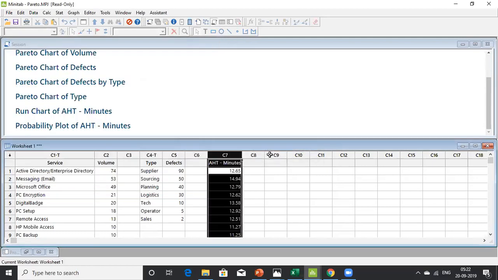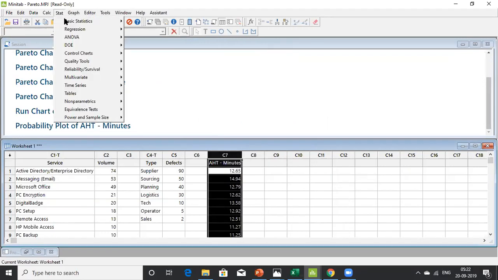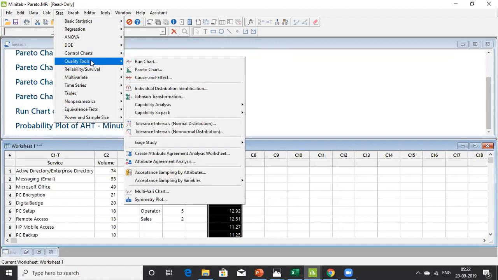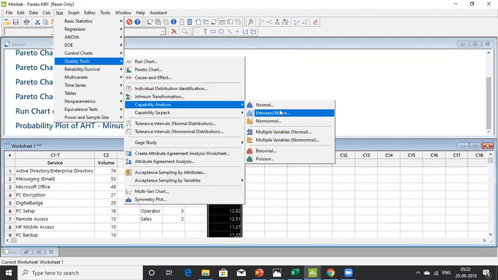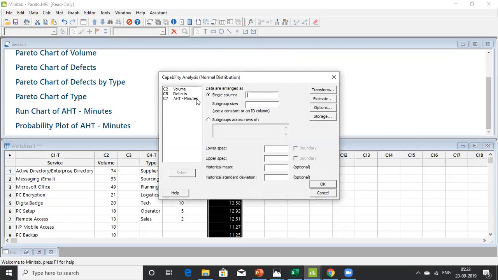Okay, so now I can go ahead and do the test for normal distribution. Capability Analysis, I check Normal. I select minutes, subgroups, keep it as 1 for now.